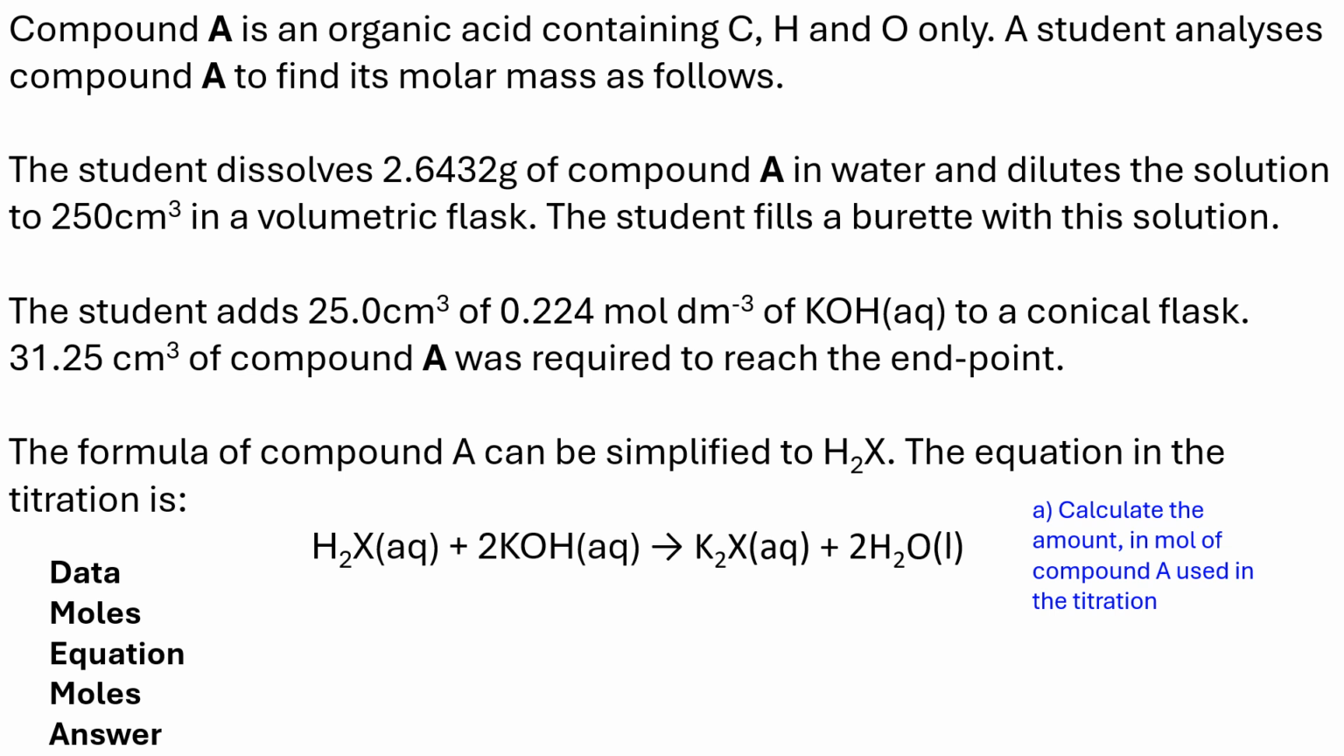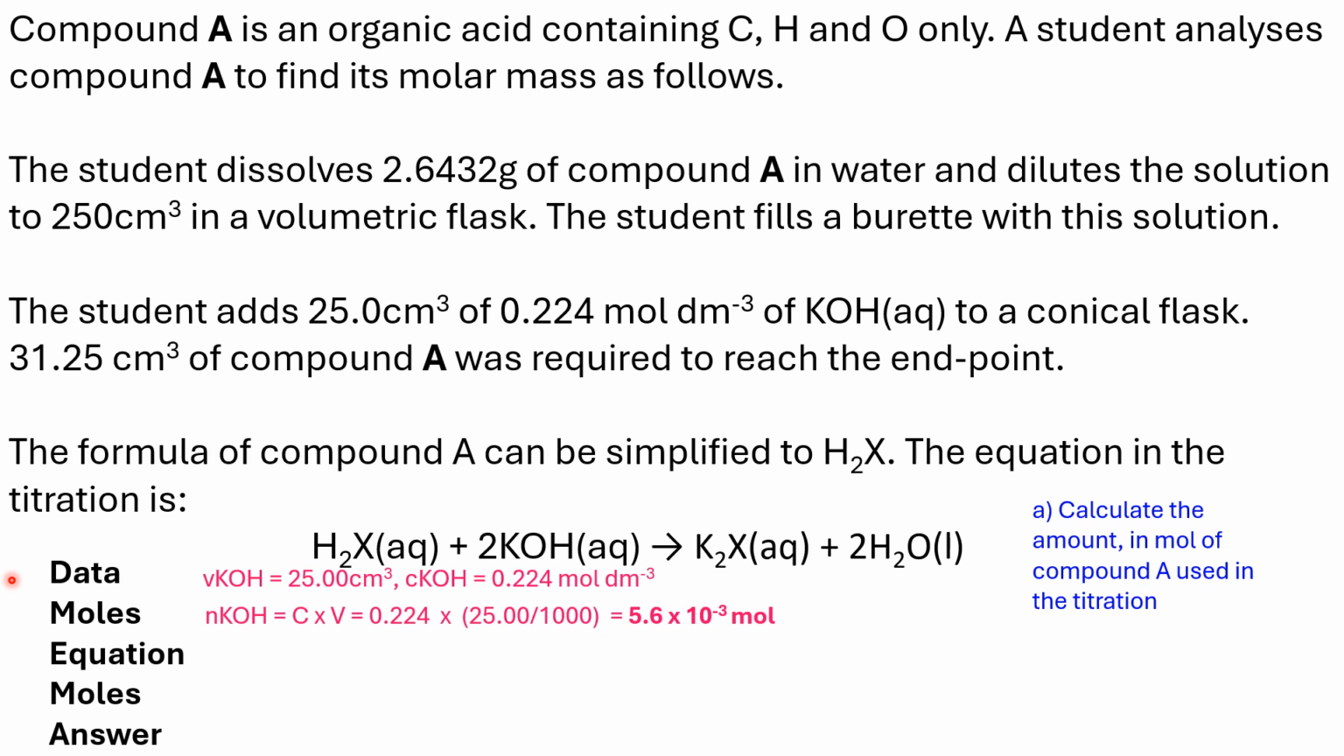So what I do is I look for the thing that has the information that allows me to work out its moles. And that's obviously the volume and the concentration of potassium hydroxide. So I list that in my calculation. Then I just do n equals CV, and that gives me 5.6 times 10 to the minus 3 moles. Now looking at the equation, the mole ratio or stoichiometry between H2X and KOH is 1 to 2. So therefore the number of moles of H2X is going to be half that of KOH, which gives me 2.8 times 10 to the minus 3 moles, which is the first part of the question answered.